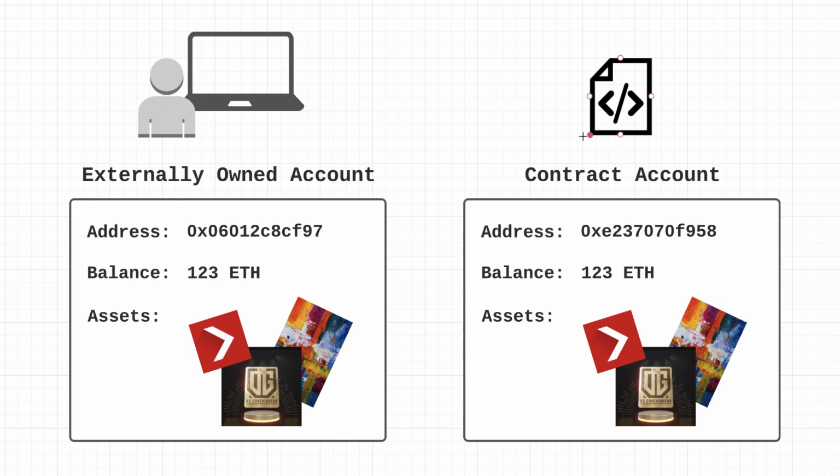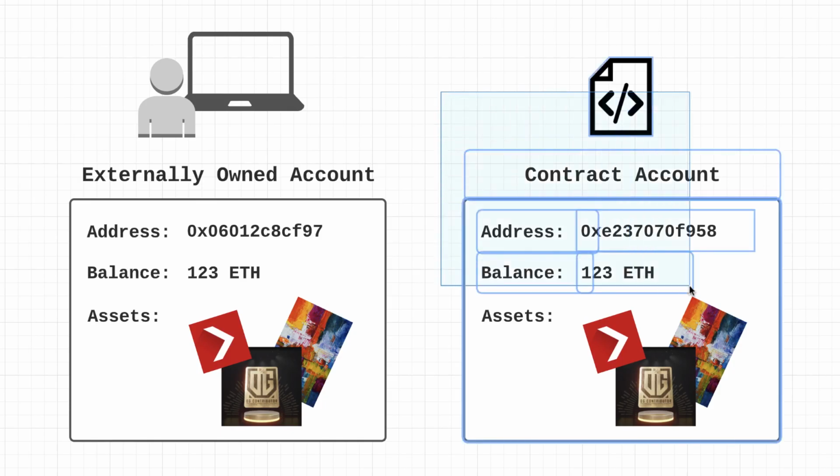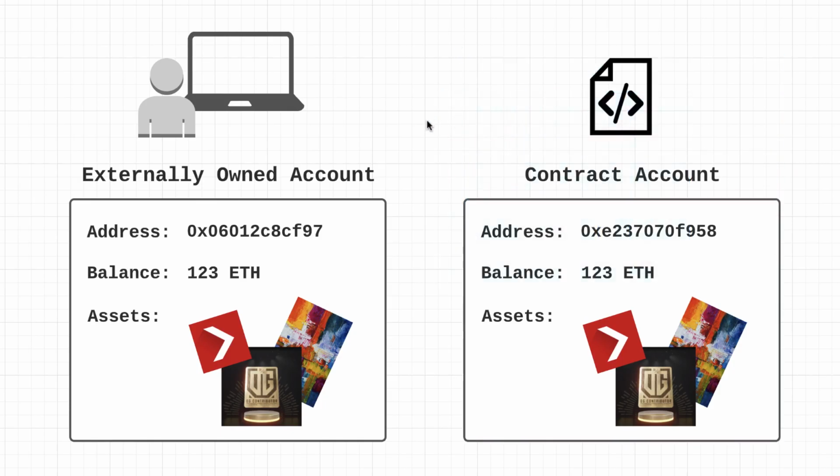And the other one, as we can see over here, are contract accounts. Now, these accounts are controlled by smart contracts, and they don't require the use of any private key at all. The reason for that is everything about this account is really just controlled by code. So no need for a private key or public key or any of that.